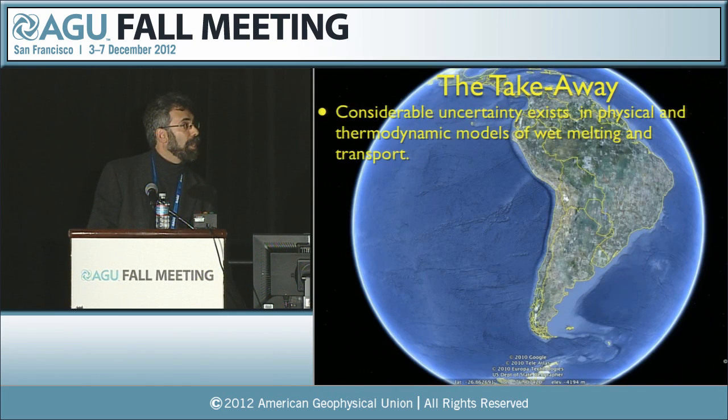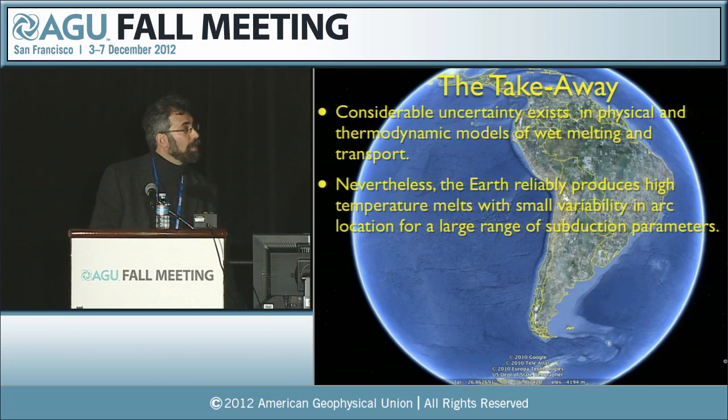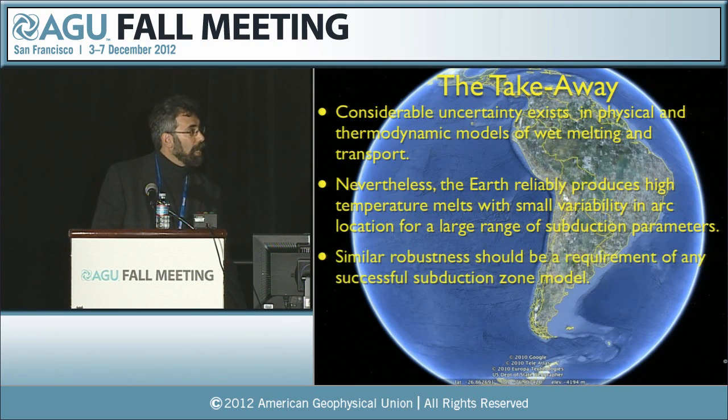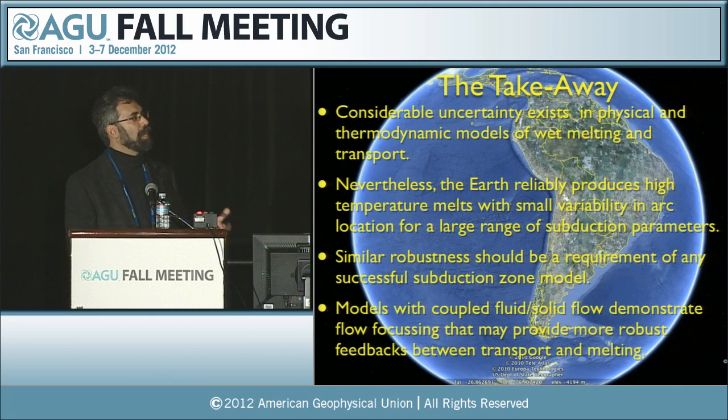So that's the takeaway. There's a lot of uncertainty in physical and thermodynamic models of wet melting and transport. The Earth doesn't care. It always produces high temperature basalts with small variability in arc locations. And I claim that a similar robustness should be a requirement of any subduction zone model that you're going to claim success on for magmatic melting. And as a first cut, I'm claiming that if you work a little bit harder on certainly the fluid flow and transport, you may have feedbacks that actually lead towards this kind of robust behavior. And I'll stop.